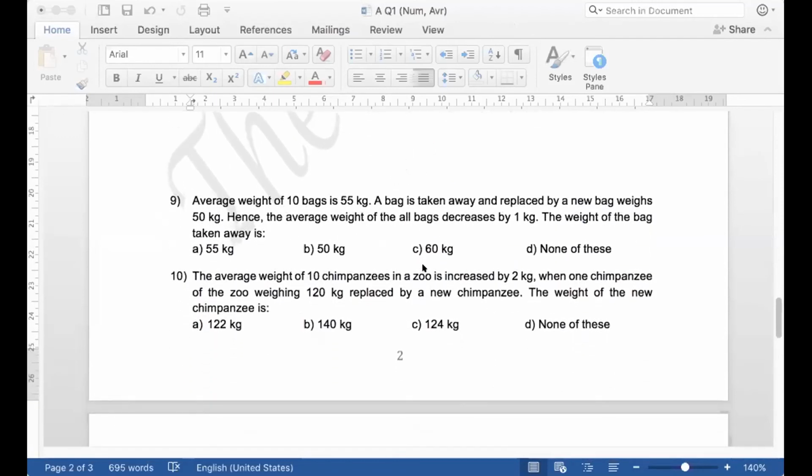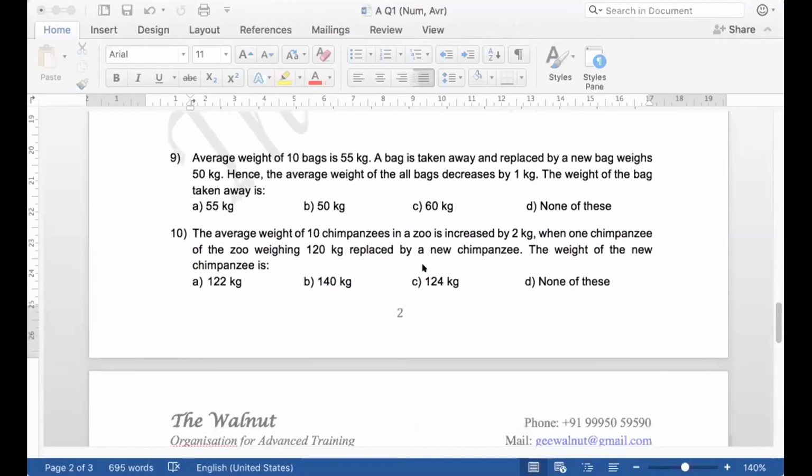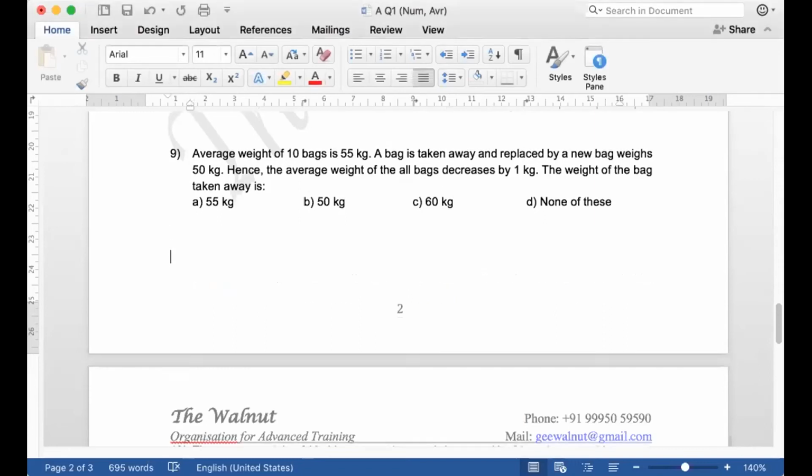Now, question number 10. The average weight of 10 chimpanzees in a zoo is increased by 2 kilograms when one chimpanzee of the zoo weighing 120 kilogram is replaced by a new chimpanzee. The weight of the new chimpanzee is what? A similar question, but it's slightly different. Take a look at it.